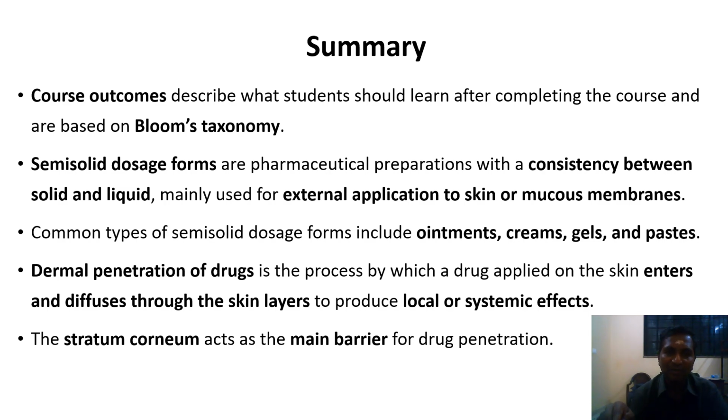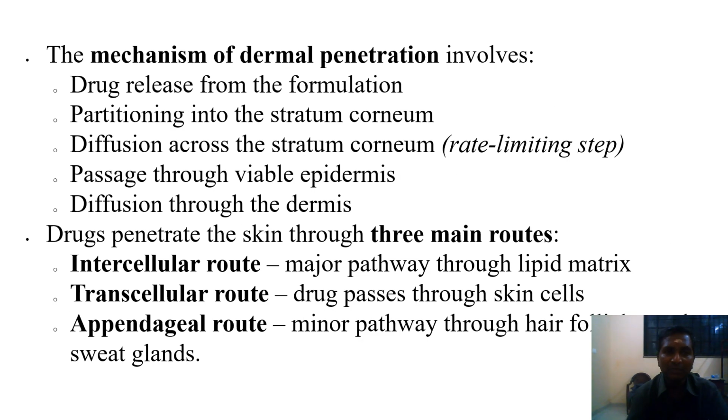So, dermal drug penetration is the process by which a drug applied on the skin enters and diffuses through the skin layers to produce a local or systemic effect. The stratum corneum acts as the main barrier to drug penetration. The mechanism of dermal penetration involves drug release from the formulation, partitioning into the stratum corneum, and diffusion across the stratum corneum, which is the rate limiting step, then passing through the viable epidermis and diffusion through the dermis. The drug penetrates the skin through three main routes, that is the intercellular, transcellular, and appendageal routes.